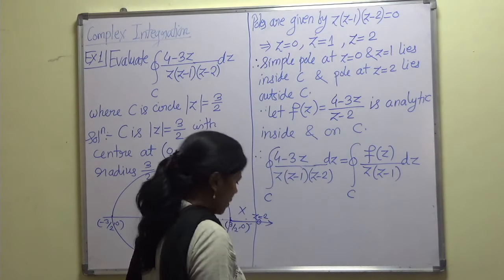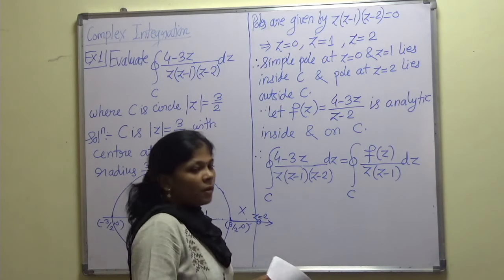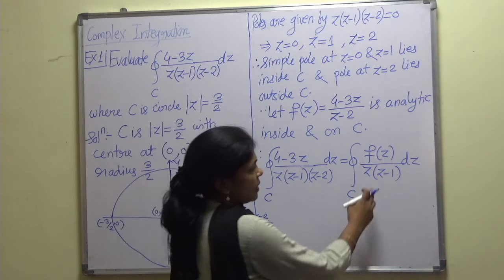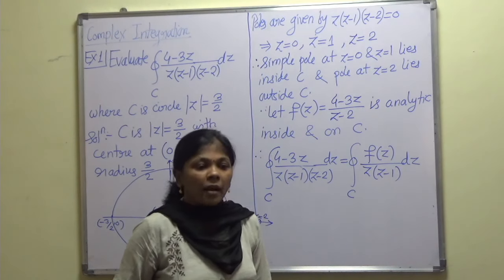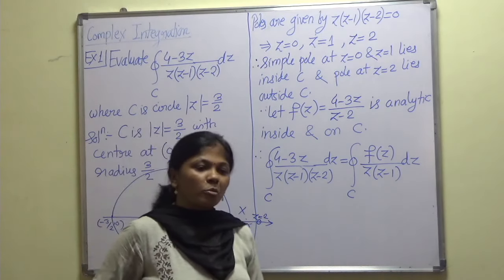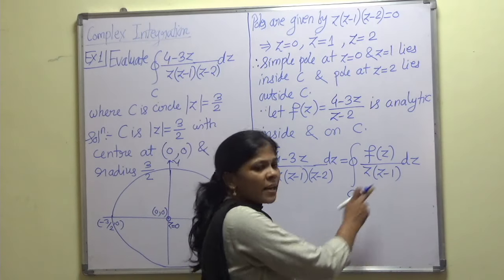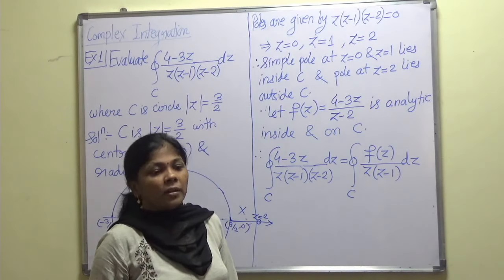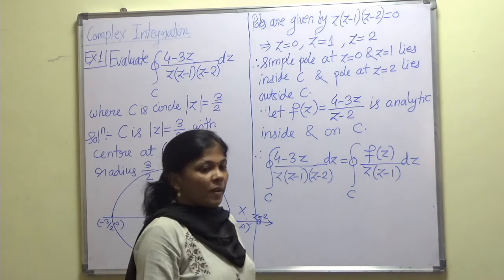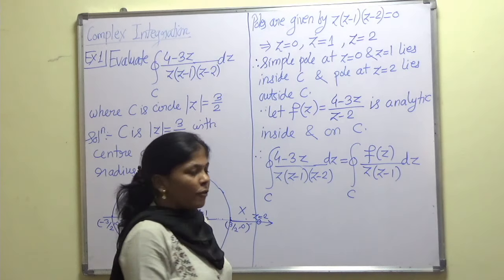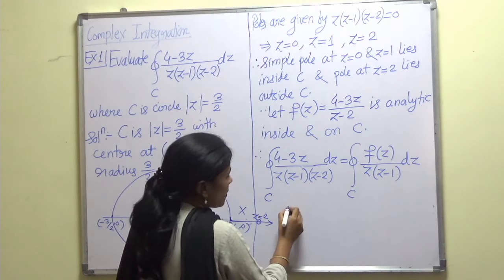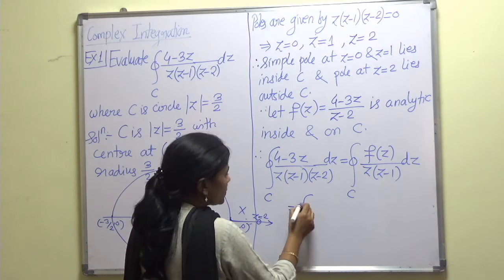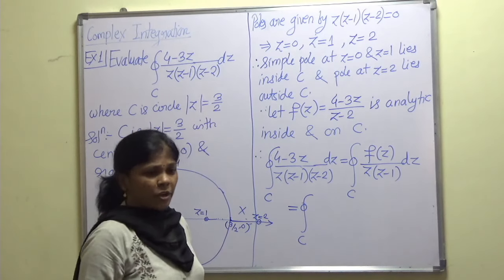Right? Now what do we do? We will separate these two variables. Why? In order to apply our formula. The structure of our formula is that it is f of z upon z minus a only. No product terms are there, right? So we will apply that formula. For that we need to separate these two terms. So for this we will simply apply the method of partial fractions, right?